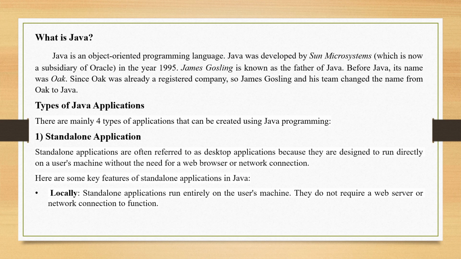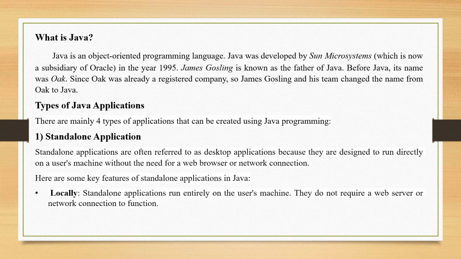First we will see what is Java. Java is an object-oriented programming language which was developed by Sun Microsystems in the year 1995. James Gosling is known as the father of Java. Before Java, its name was Oak. Since Oak was already a registered company, James Gosling and his team changed the name from Oak to Java.